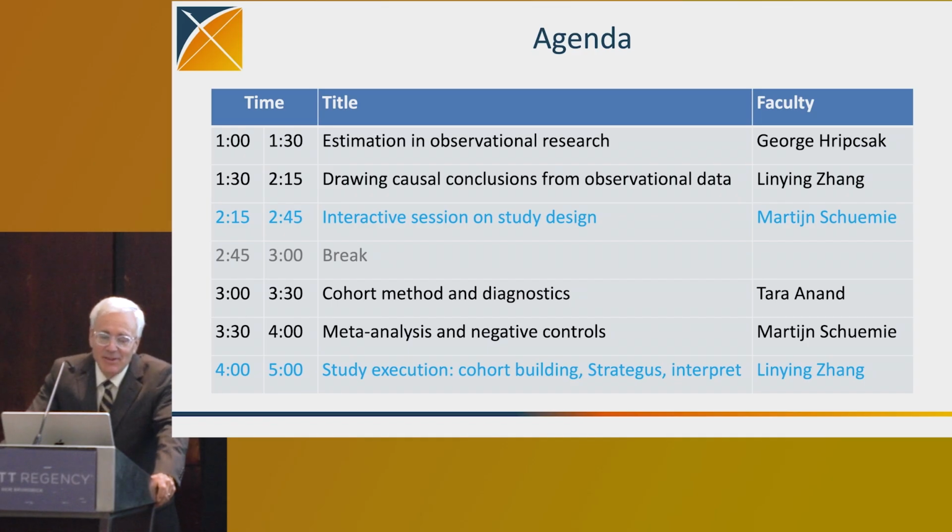Here's the schedule. I'll give a little bit of an intro on observational research, and then Linying will talk about causal inference. Linying is going to give a theoretical, not highly mathematical, but still a background, kind of why we want to do it and what we want to do. Then we'll have an interactive section on study design by Martijn, a break. Then Tara will give more of the practical side of cohort method and diagnostics, how to really do it. Martijn will give the second half of that on meta-analysis and negative controls. And then we'll have a more interactive session.